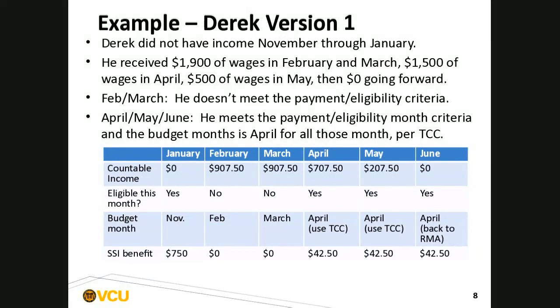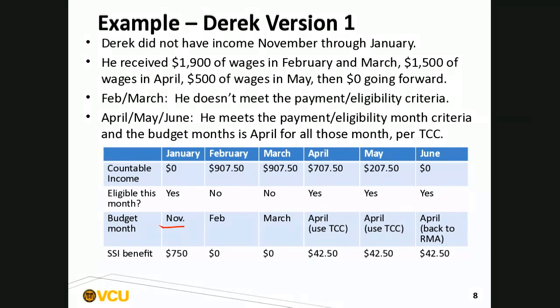So you'll see in January he has 0 countable income, and so that means he meets the RMA criteria that he would have been eligible to receive a benefit that month. And since he met the RMA criteria, the benefit amount he gets is based on November. In February, though, things change up a bit. In February, he got this job, and so he ended up with $1,900 of wages, which is $907.50 of countable income. Because of that, he doesn't meet the criteria to be eligible to receive a benefit check that month. So he doesn't meet that first criteria of the RMA.